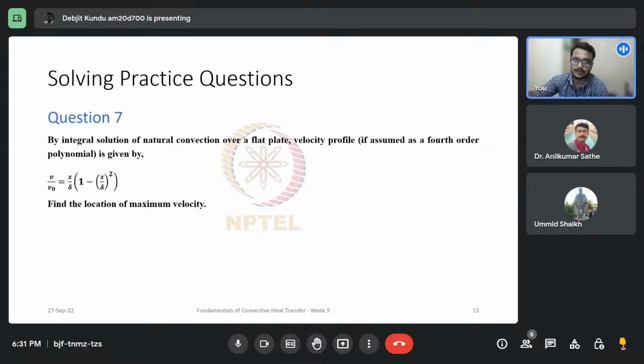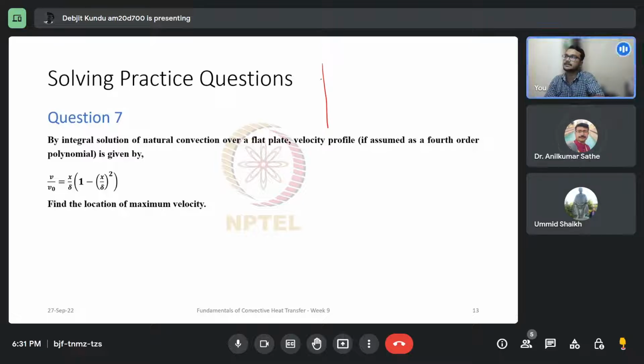By integral solution of natural convection over a flat plate, the velocity profile, if assumed as a fourth order polynomial, is given as v over v naught, where v naught is some characteristic velocity, equal to x by delta into 1 minus x over delta, squared. Knowing this profile, find the location of maximum velocity. It is delta by 3, sir.